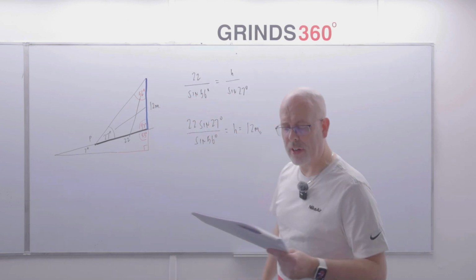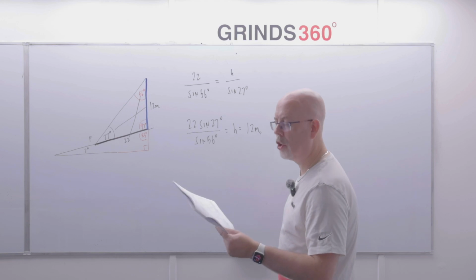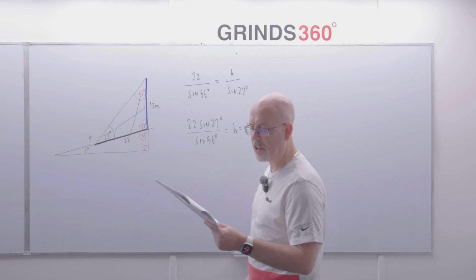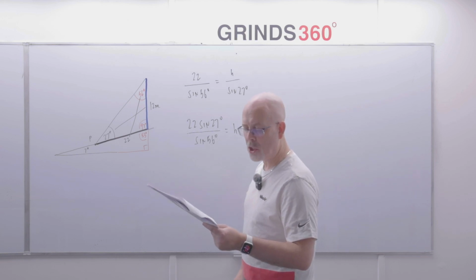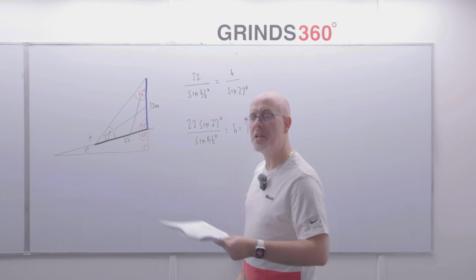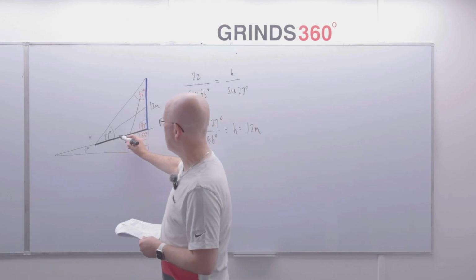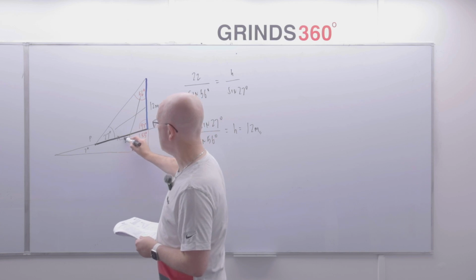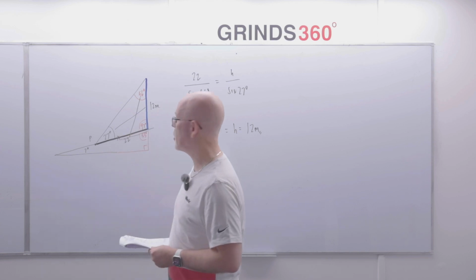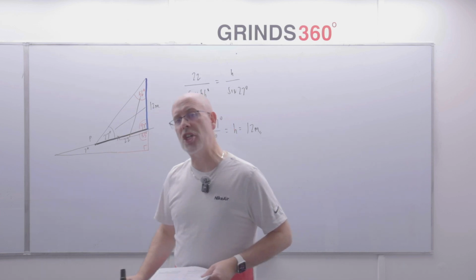And then in part 4, it says from a different point Q, which is only 14 meters from the base of the tree, what would the angle of elevation at the top of the tree be, correct to the nearest degree? So there's a point down here somewhere, which is only 14 meters from the base of the tree. We're asked to find what the angle of elevation would be there.